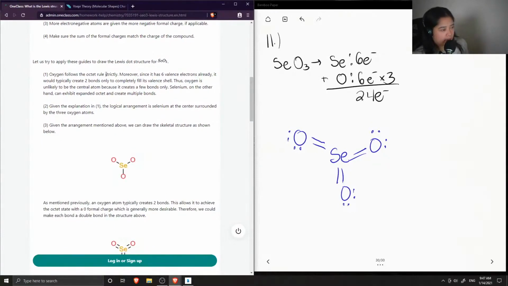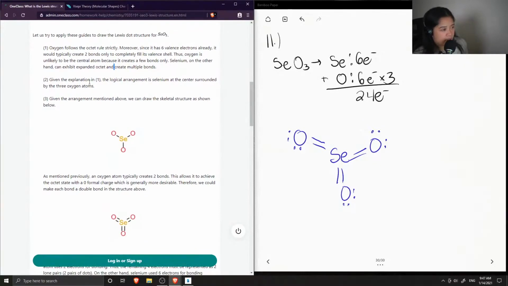Oxygen follows the octet rule strictly. Moreover, since it has 6 valence electrons already, it would typically create 2 bonds only to completely fill its valence shell. Oxygen is unlikely to be the central atom because it creates few bonds only. Selenium, on the other hand, can exhibit expanded octet and create multiple bonds. So, given the explanation in step 1, the logical arrangement is having selenium in the center.